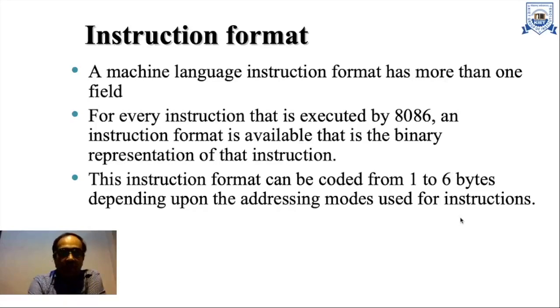Now, what's an instruction format? Basically, a machine language instruction format has more than one field. For every instruction that is executed by the 8086, an instruction format is available that is the binary representation of that instruction. This instruction format can be coded from 1 to 6 bytes, depending upon the addressing modes used for the instructions. Now we'll see the basic diagram of the instruction format.